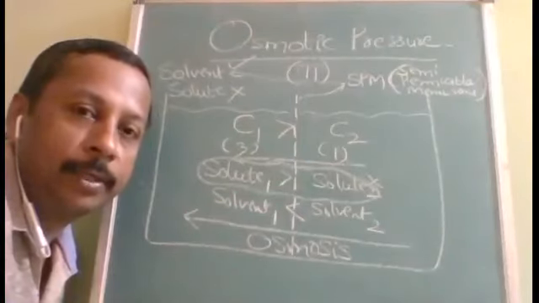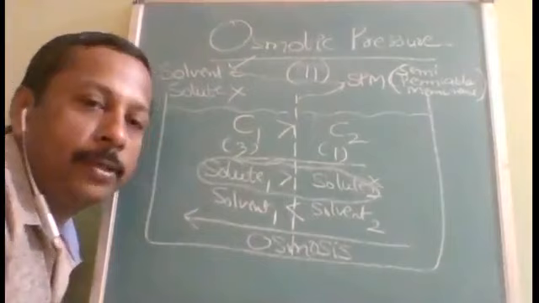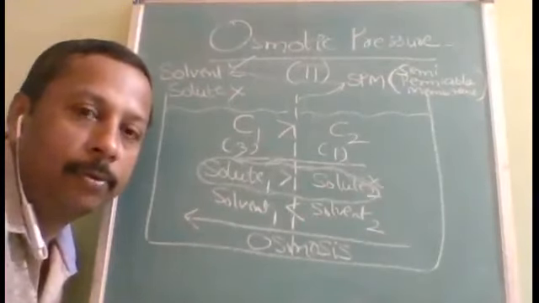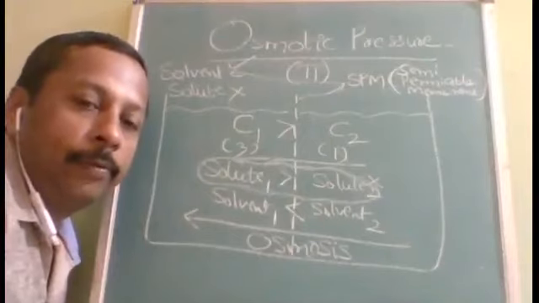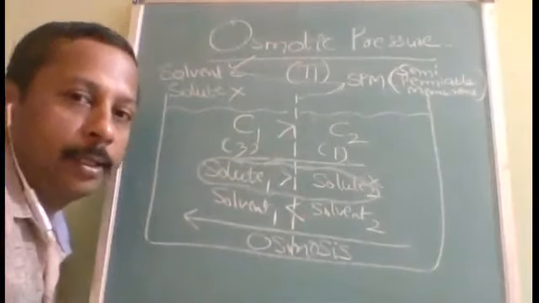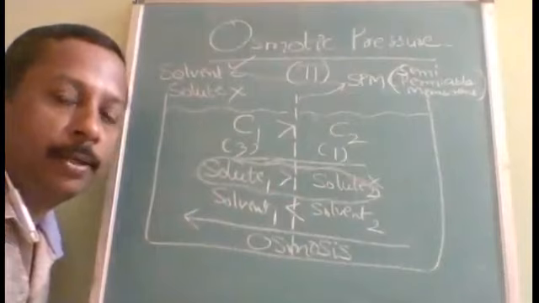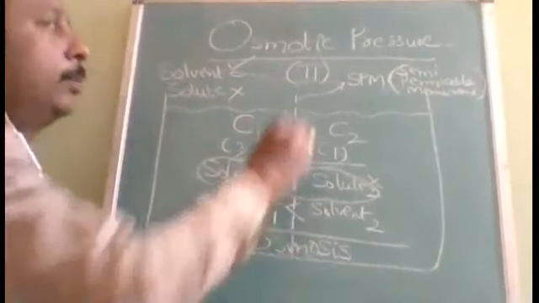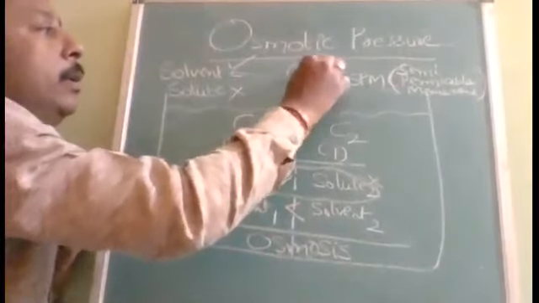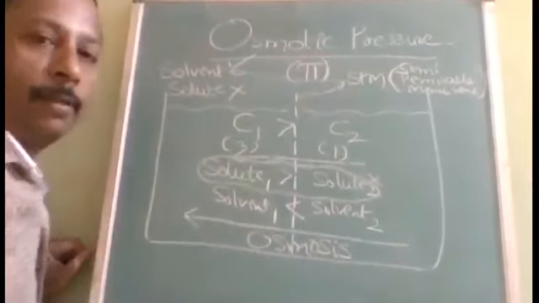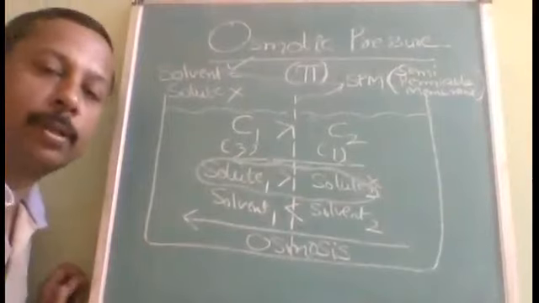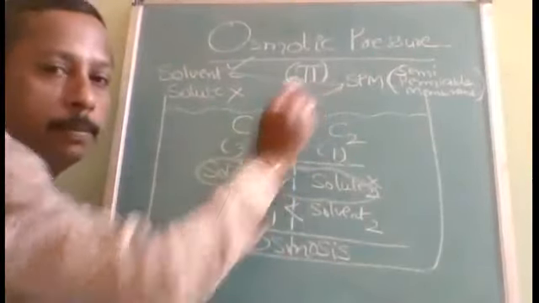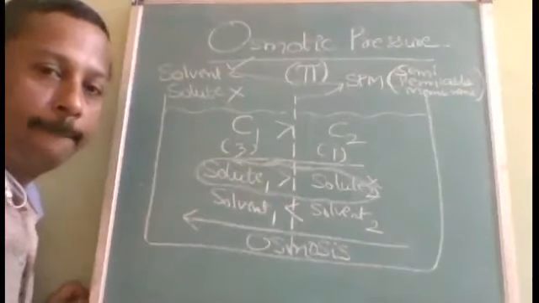Is it understood, students? Now, how to measure it? Osmosis is only the flow, the tendency to flow. Now, if you want to measure it, the unit of measurement of osmosis is osmotic pressure. Okay. So osmotic pressure is a measurement of the flow of solvent from low concentration to high concentration. And it is denoted by what? Pi. Denoted by pi.